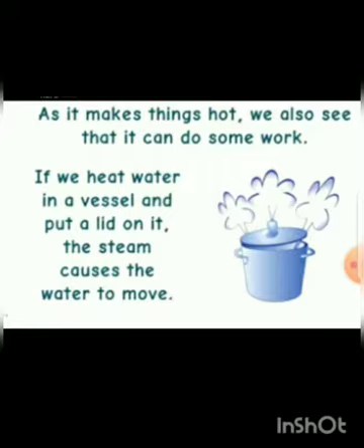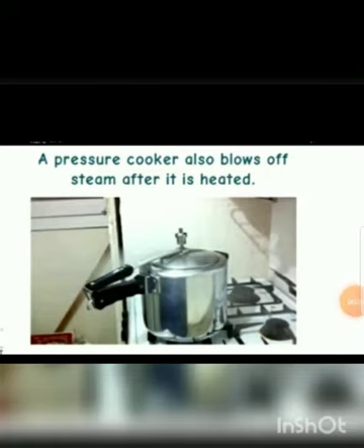The water starts boiling. So, a pressure cooker also blows off steam after it is heated. So, when the pressure cooker gets heated, what happens? Yes, the steam starts to blow.